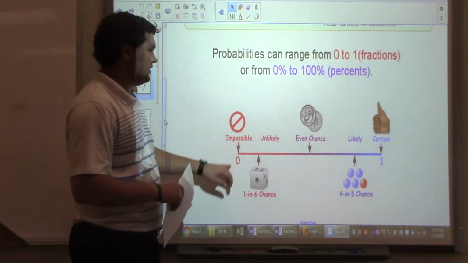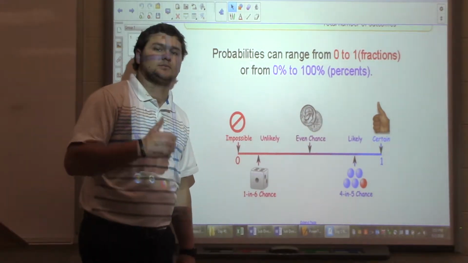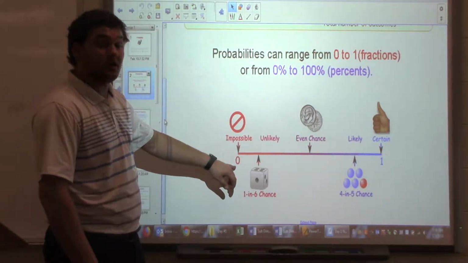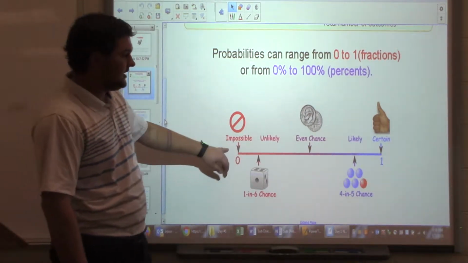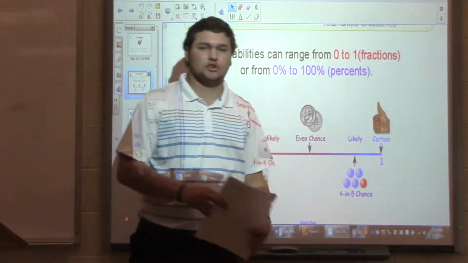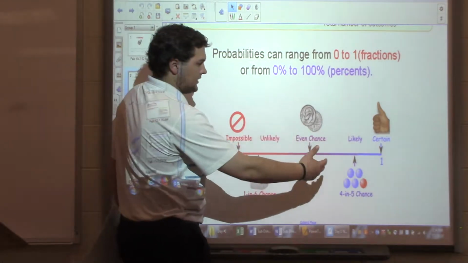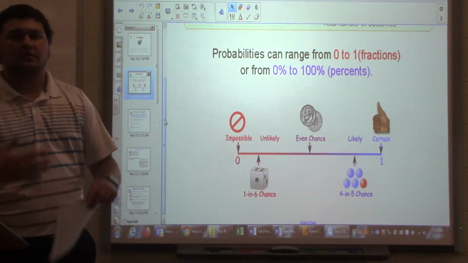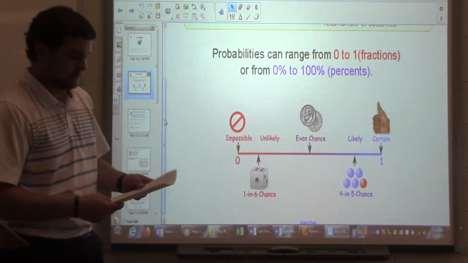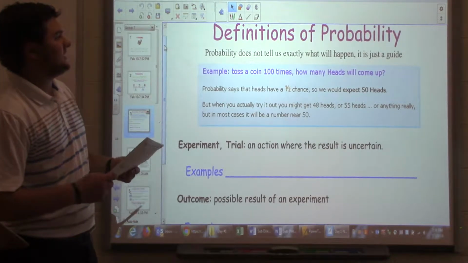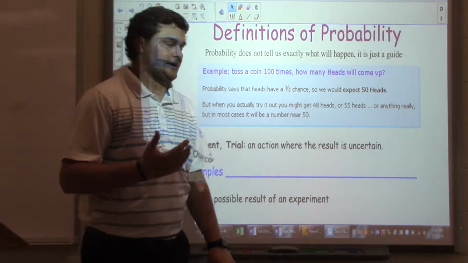So if it's at 0, whether it's a 0 for fractions or decimals, 0 for percents, that's basically impossible. If it is 0, it is impossible. It'll never happen. If it's 1, it is certain to happen. If it's 100%, it is certain to happen. Closer to 1 you get, the more likely it is. Closer to 0 you are, the more unlikely it is. Pretty simple. Couple definitions. Probability does not tell us exactly what will happen, it's just a guide.